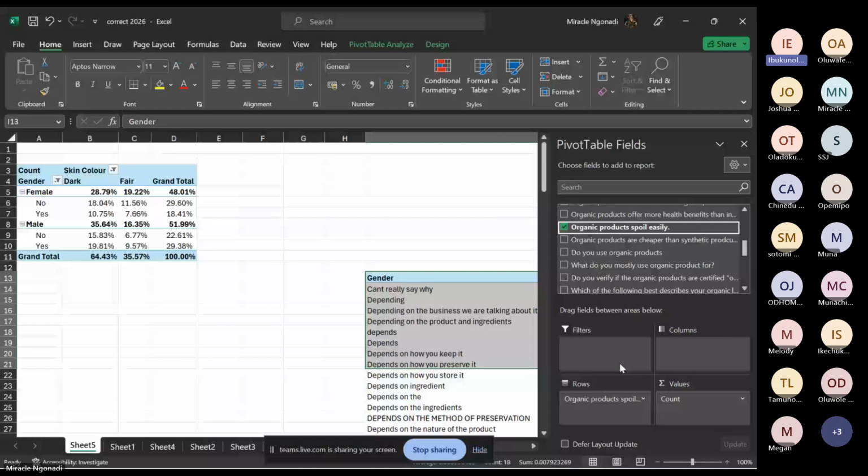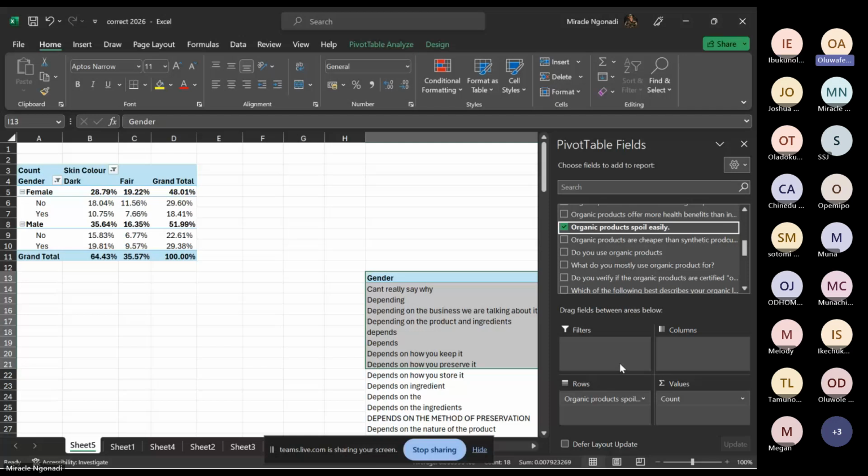It says organic products spoil easily. I'd like you to scroll through it, please. I want to see how many options we have there, because I am seeing depends, depends on the, and each and every one of them is distinct. I want to see all the options that are there. There are different answers here. Okay, so many people were allowed to write things there. I think they were. Yes.